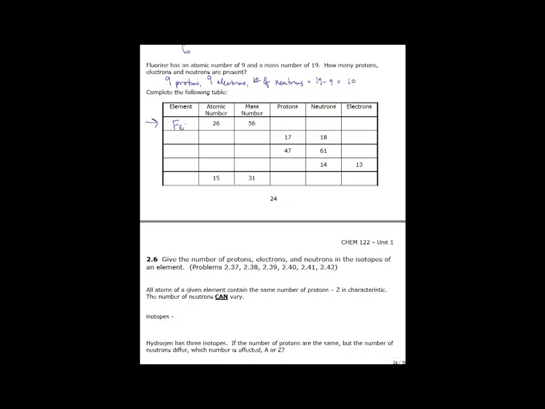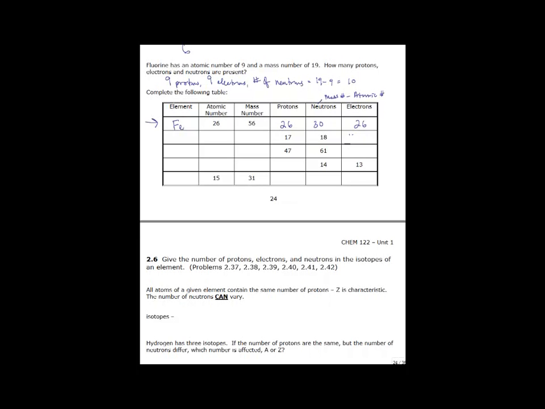Now, the atomic number also tells you the number of protons and the number of electrons. So I looked up number 26. I found out it was iron. You can also fill in the number of protons and the number of electrons. So now all I have to do is fill in the number of neutrons. And the number of neutrons is the mass number minus the atomic number. So 56 minus 26 gives you 30. So 30 neutrons. So I want you to hit pause and work on filling out the rest of this table.